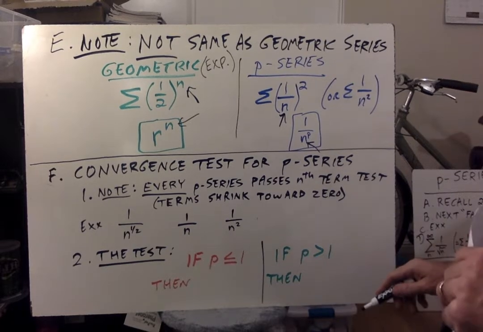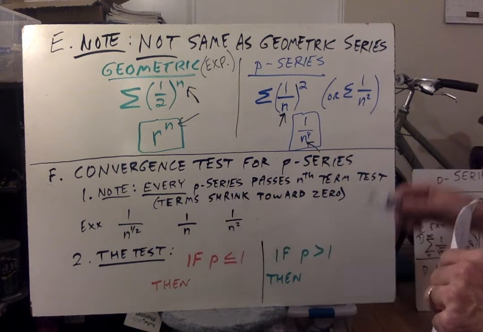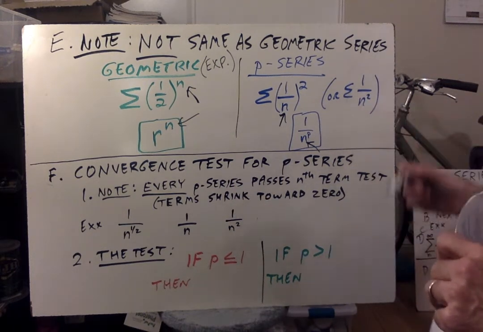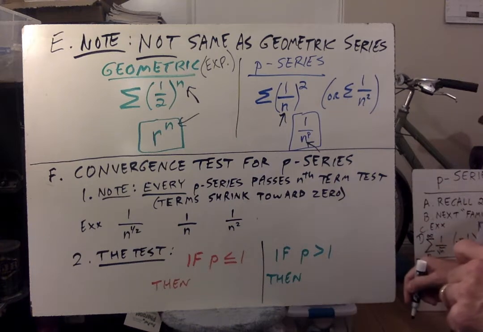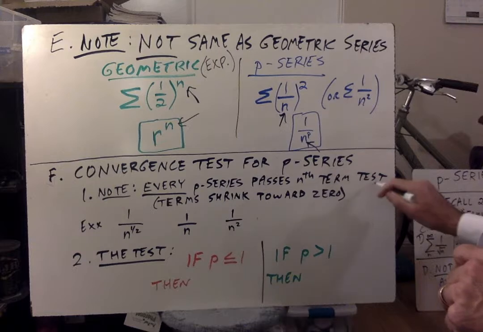All right, here's the convergence test for P-series. First, a little note. You cannot just look at the term shrinking to 0 and say, oh, the terms shrink to 0, therefore it converges. That's not a test. In fact, every P-series passes that nth term test.